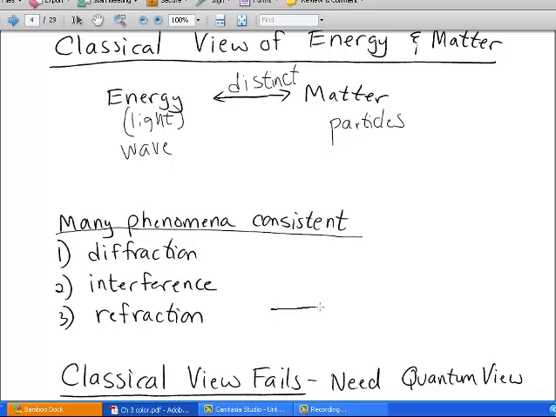So for instance, like light, and we'll show light as a wave. If light hits the surface of water, it tends to bend and go off at a different angle. Okay, and that makes sense with it being a wave.